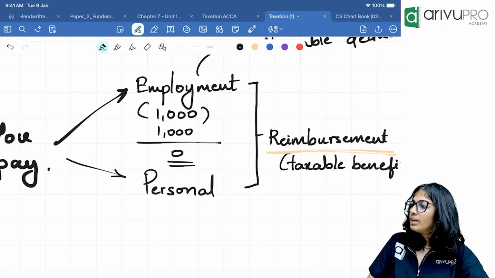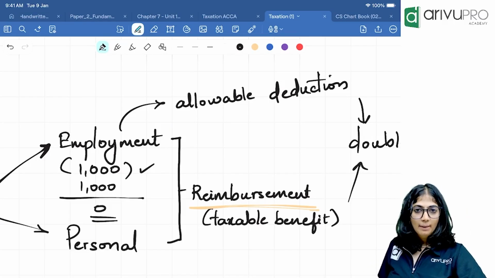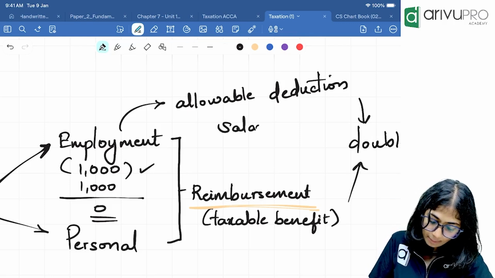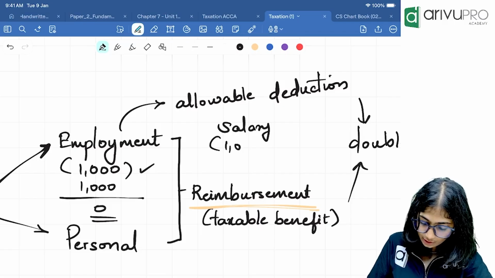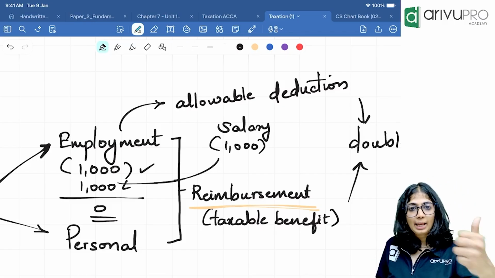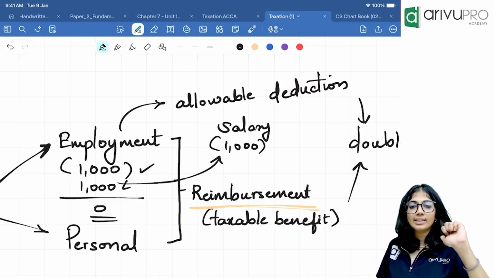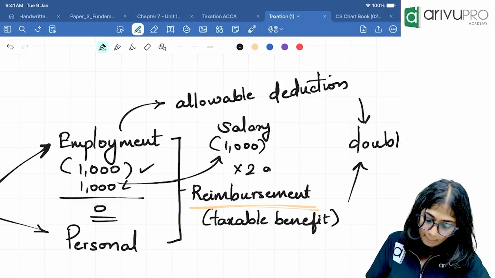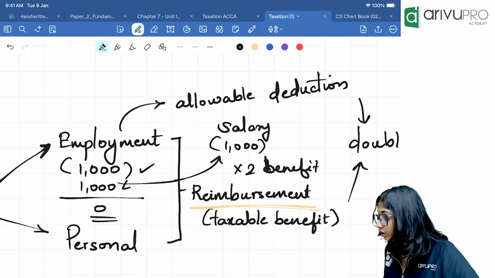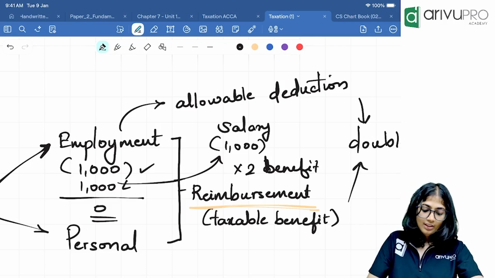What are you going to be like? You're going to be like, hey, this 1,000 pounds has been used wholly, exclusively and necessarily for performance of duties. So from your employment income, you're going to claim a deduction, 1,000 pounds. Now the net benefit here is that they provided you 1,000 pounds, and you're again getting a deduction from your salary, 2 times you're getting the benefit. HMRC is like, this is sus, this is suspicious. You're getting twice the benefit for the same amount. So they made a rule.